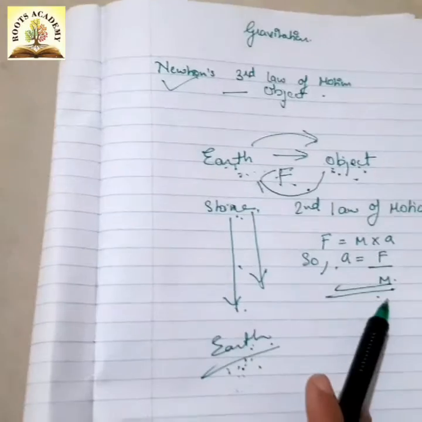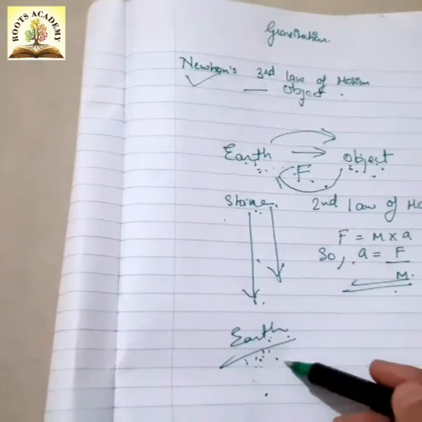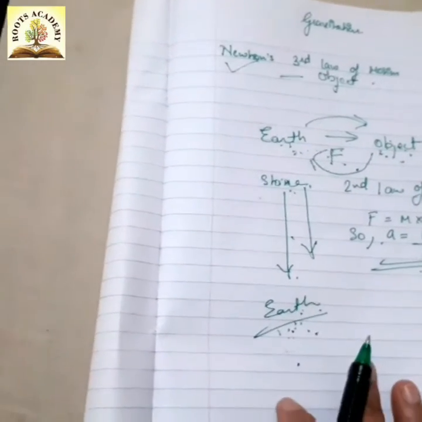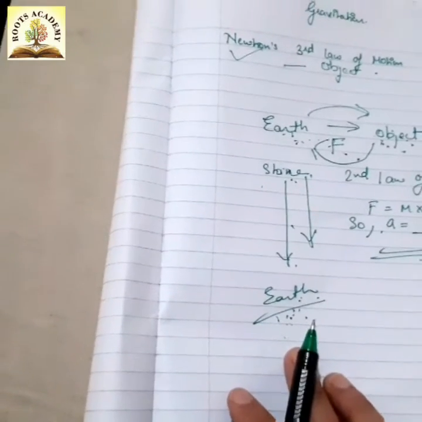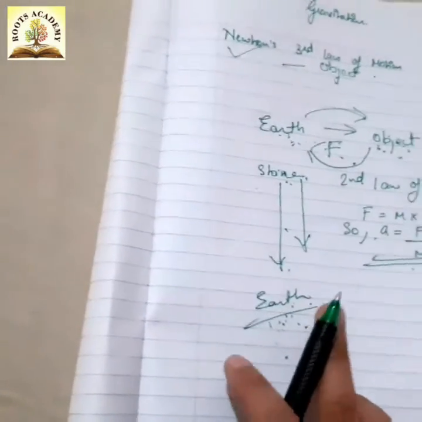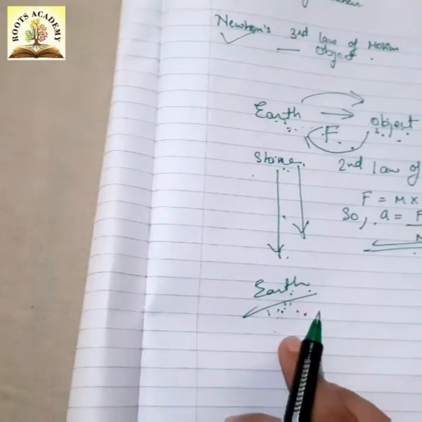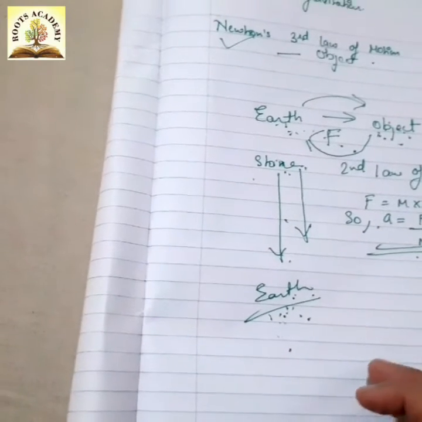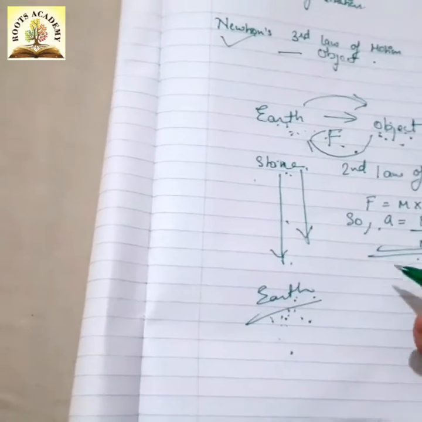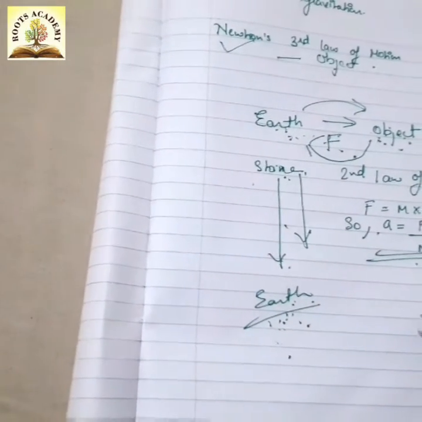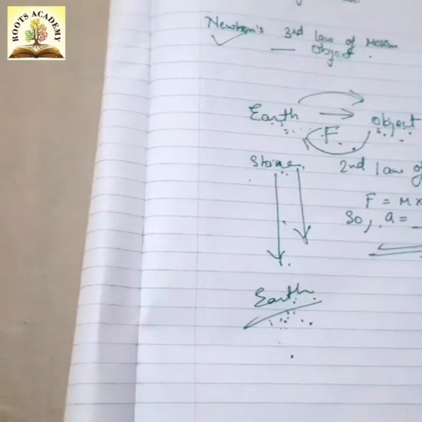So obviously the mass is less, so acceleration will be more, and that is the reason the stone is coming towards the earth. And in the case of the earth, the mass is very large, so acceleration will be quite small. The stone is also attracting the earth, but the earth's mass is very large, and the acceleration produced is very small. That is the reason you cannot see the earth's motion. You cannot see the earth moving towards a stone, because the acceleration is quite small, and that is the reason you always see the stone coming towards the earth. Understood this concept?